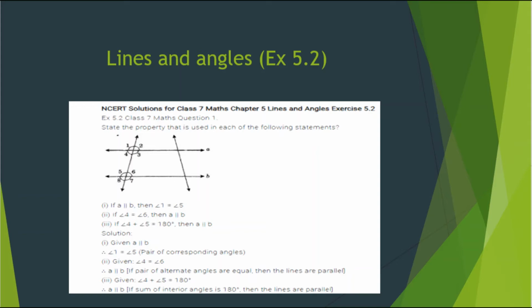If A is parallel to B, then angles 1 and 5 are a pair of corresponding angles. Angle 4 is equal to angle 6, as A is parallel to B: pair of alternate angles are equal, then the lines are parallel. Given angle 4 plus angle 5 is equal to 180, so A is parallel to B. If the sum of interior angles is 180, then the lines are parallel.